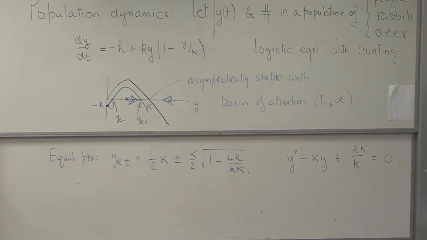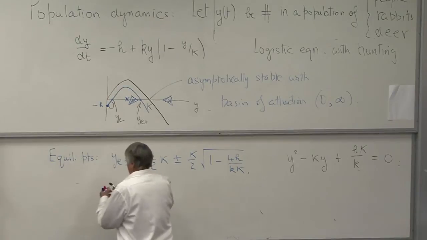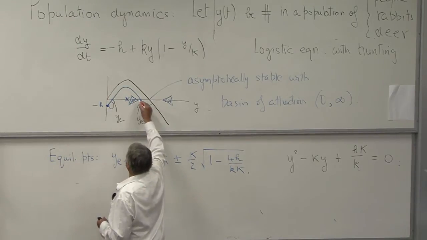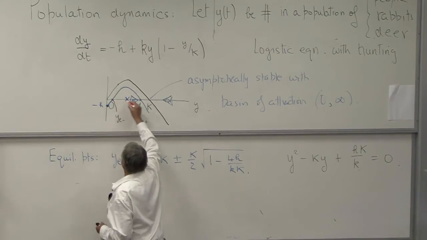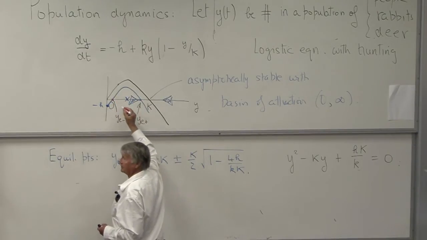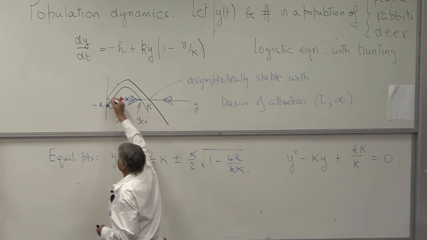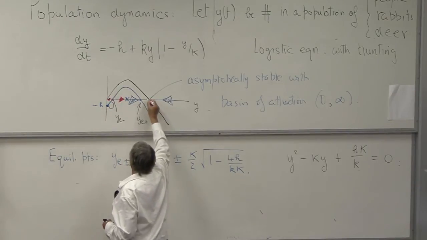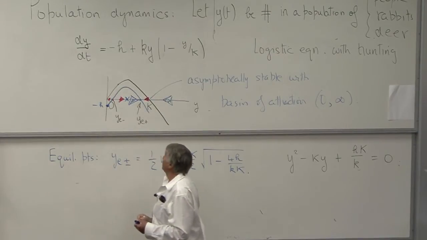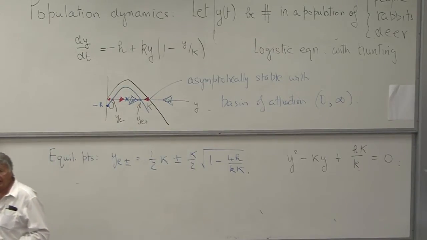So now tell me, what's the situation? If I start in here, under the blue, in between here and here, which way will it go? Will I go to the right or to the left? Right. How about if I start to the left here? Left. And how about if I start over here? Left. Okay? So now, who is the stable and who is the unstable equilibrium? y_e plus is asymptotically stable, y_e minus is unstable.